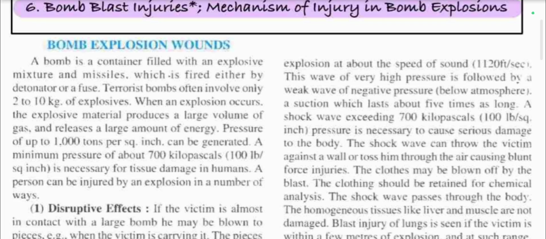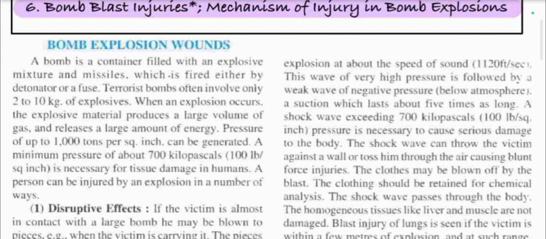A minimum pressure of about 700 kilopascals is necessary for tissue damage in humans. So how much pressure is required for tissue damage in humans? 700 kilopascals. But how much does it generate? 1000 tons per square inch. A person can be injured by an explosion in a number of ways. So what are those ways?